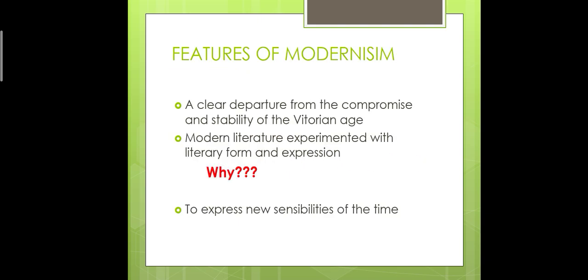It's very important. And when we talk about the features of modernism, the first one, which I told you, a clear departure from the compromise and stability of the Victorian age. And the second one, modern literature experimented with literary form and expression. When I say that modern literature experimented with literary form and expression, what does it mean? It means that modern writers are quite different in style and they are using new techniques. New techniques have been introduced in this age for the said purpose. For example, expressionism, impressionism, stream of consciousness, etc. This is a very, very important feature of modern age.